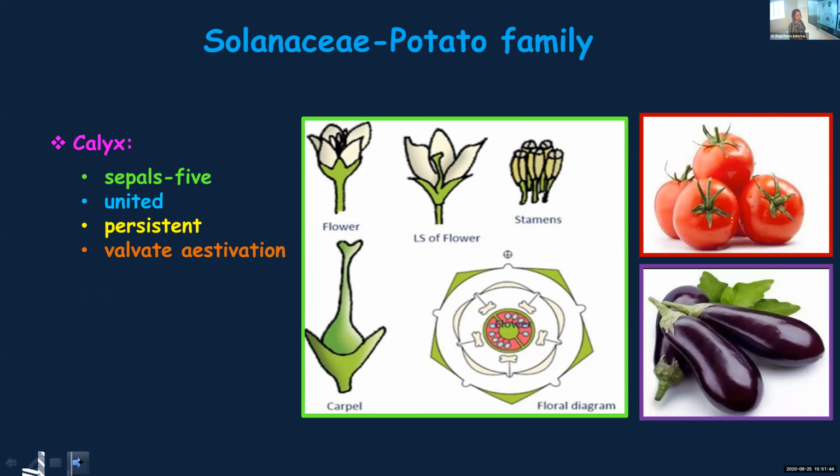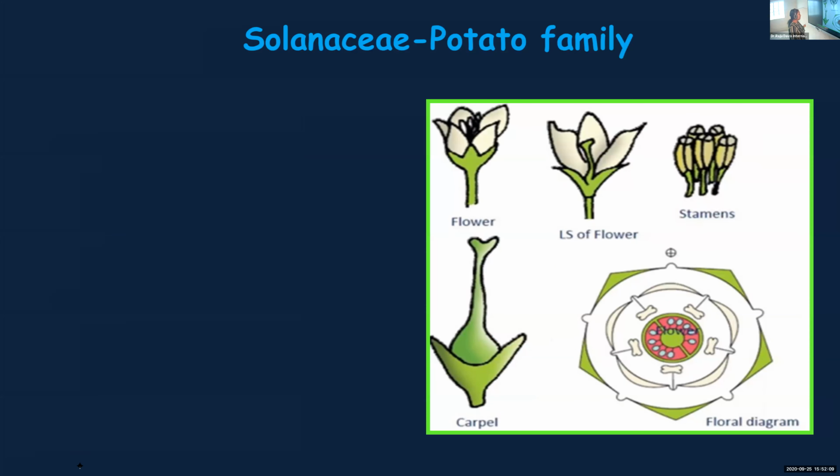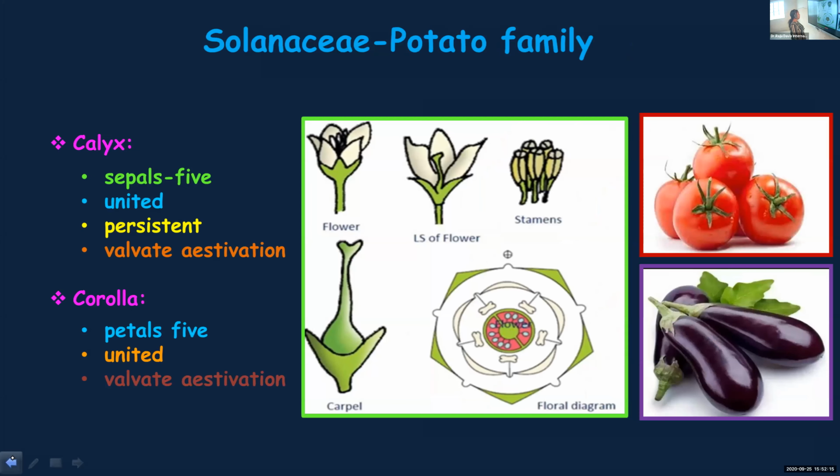Then valvate estivation. Here the appendages are arranged in such a way that there is no overlapping, but the margins just touch each other. Then the corolla, or the petals: 5 petals, just like sepals, and the petals are united, fused, joined together, with valvate estivation. So sepals and petals both are 5 in number, both are united, and both exhibit valvate estivation.